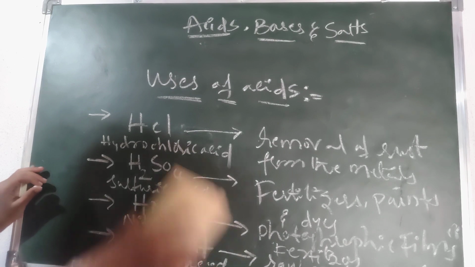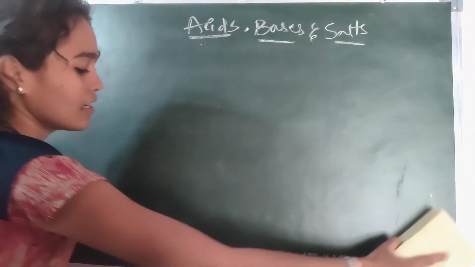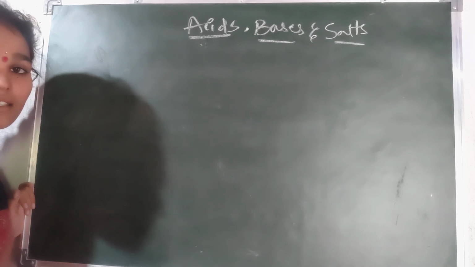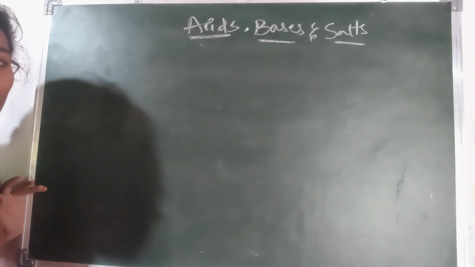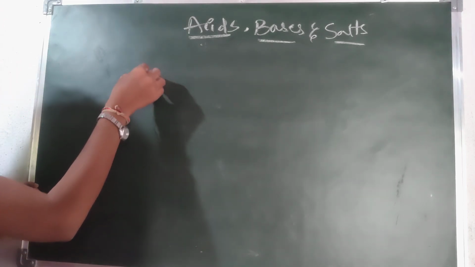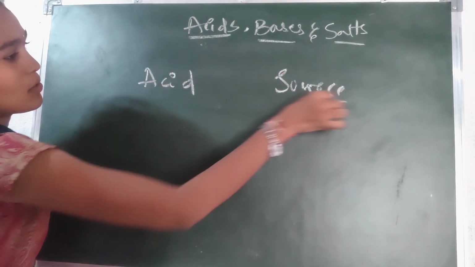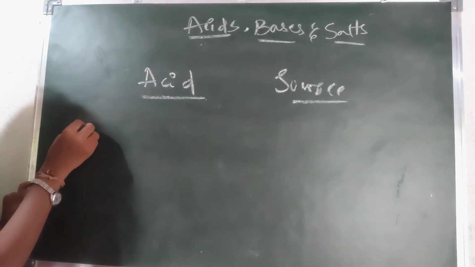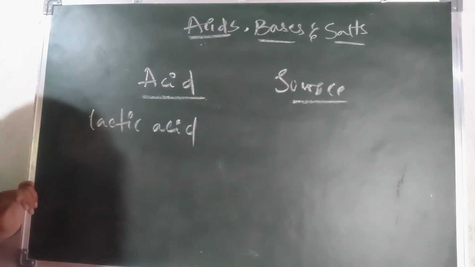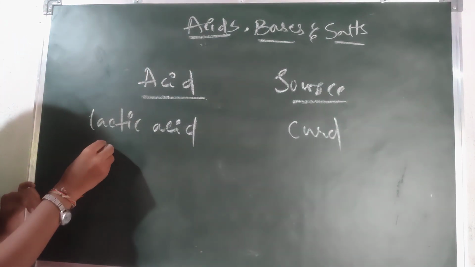Now we have completed what acids are, examples of acids, and the uses of acids. Lastly, I just want to tell you about the acids and the sources from which we get them. Everyone has to know this, it's simple. Mostly we know lactic acid in our daily life. Lactic acid is obtained from curd, milk. And the second one, oxalic acid.